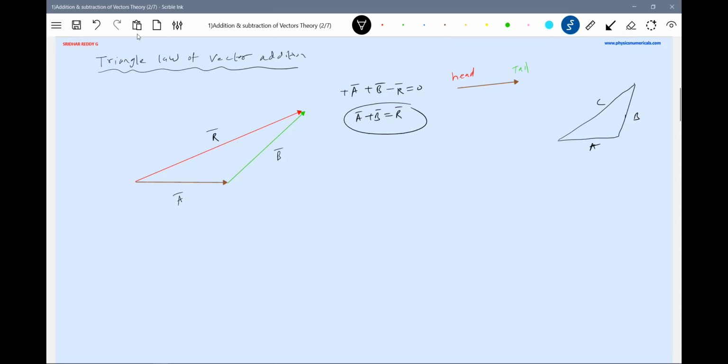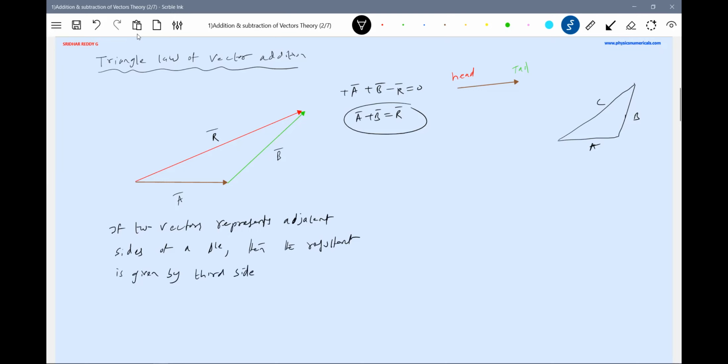So what is this law? If two vectors represent adjacent sides of a triangle, then the resultant is given by the third side taken in reverse order. What do you mean by reverse order? Like from tail to head.